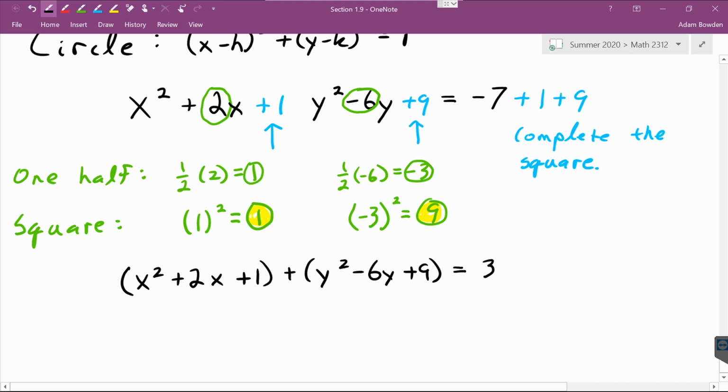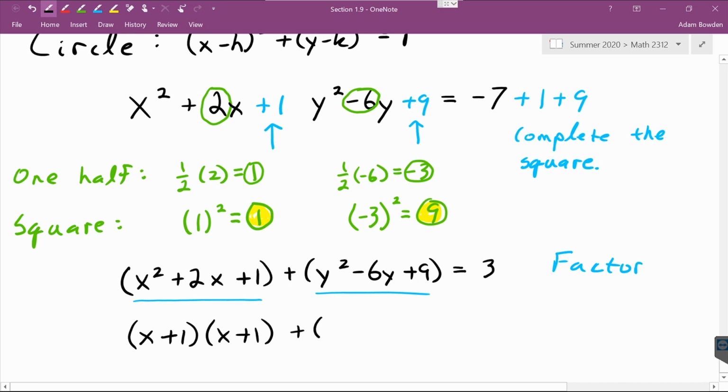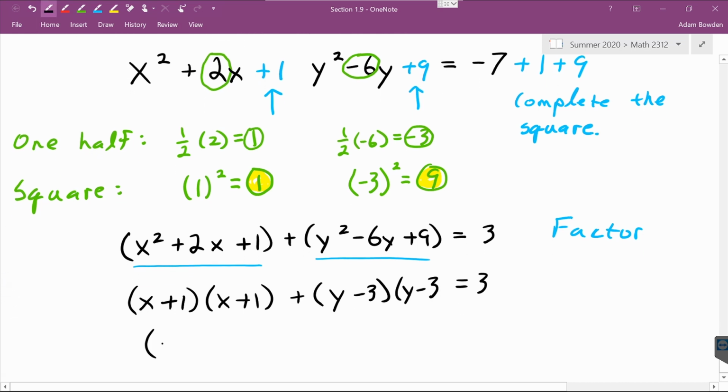Now we can factor the groups of 3 terms each, the trinomials. The first one, x squared plus 2x plus 1, would factor to be x plus 1 times x plus 1. The other one would factor to be y minus 3 times y minus 3. So that changes into x plus 1 raised to the second power plus y minus 3 raised to the second power is equal to 3.